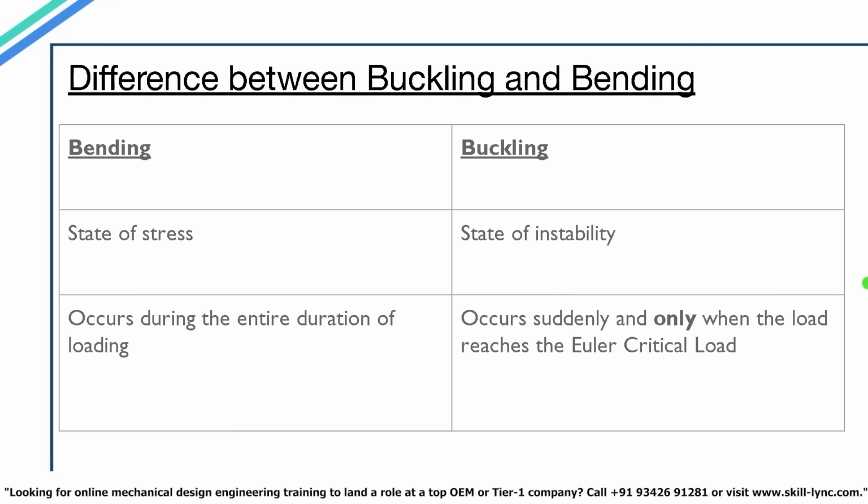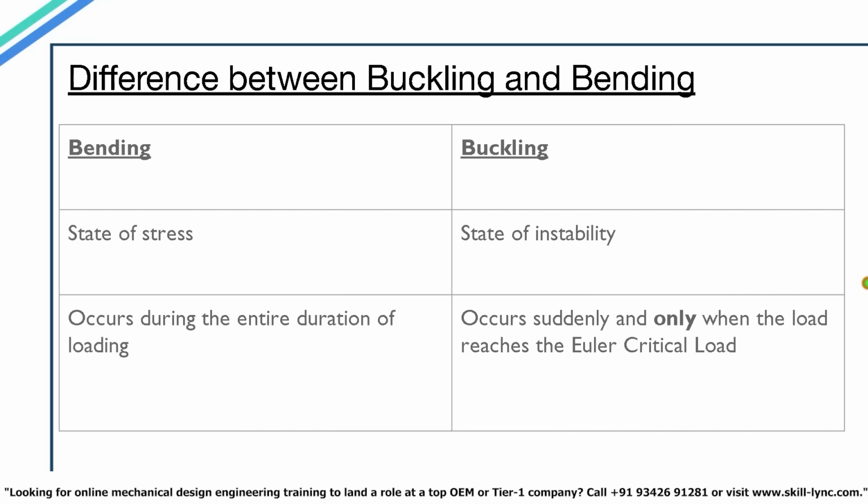Bending is generally a state of stress that is developed in an object due to the external force, whereas buckling is a state of instability, and the buckling failure is exclusively due to the instability of the slender member rather than the material deficiency. Bending generally occurs during the entire duration the load is applied, whereas that is not the case with buckling. Buckling occurs suddenly and only when the load reaches the Euler critical load.